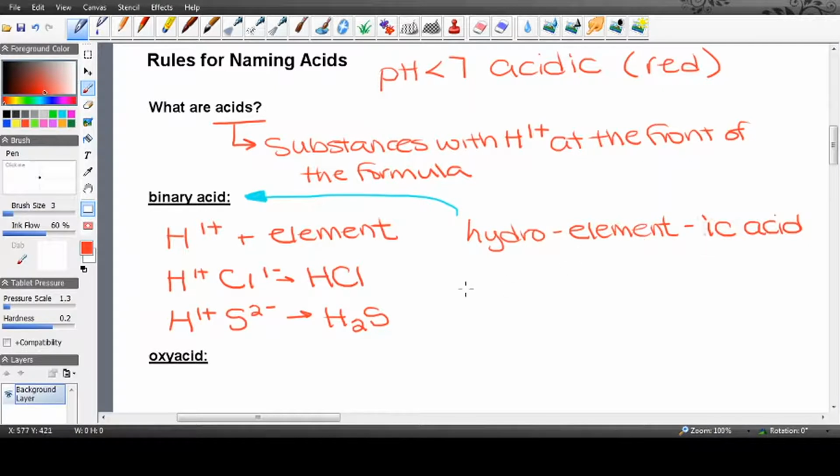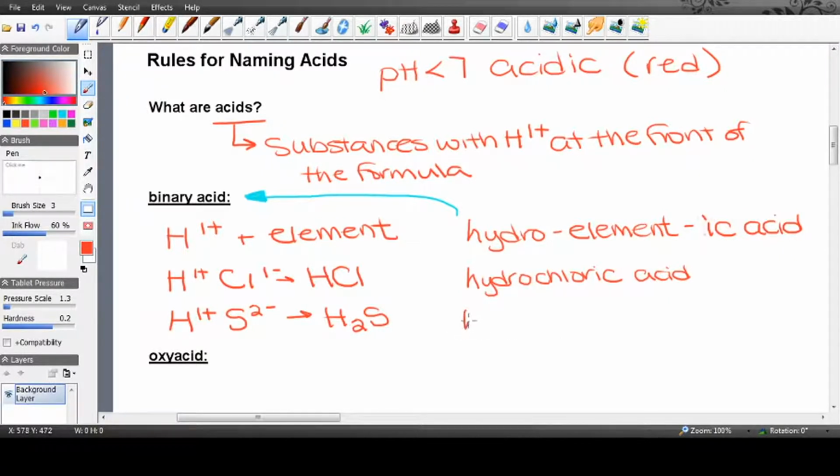Okay, so let's name these acids. This would be hydro, because it's binary. Name the element, chlorine, but we're going to change the ending to -ic. This is hydrochloric acid.